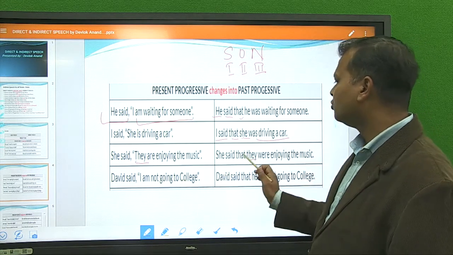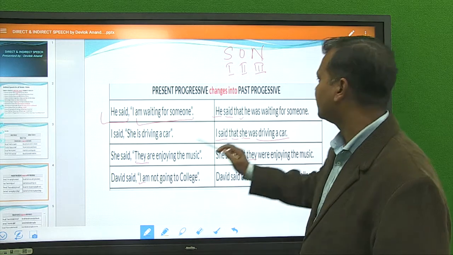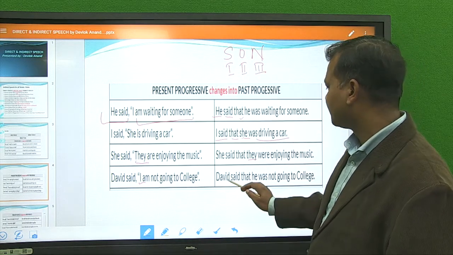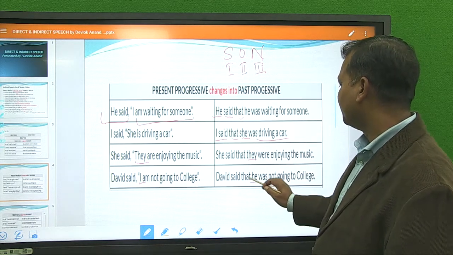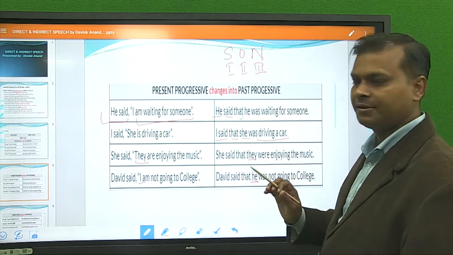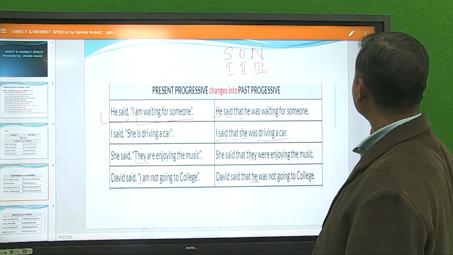David said, "I am not going to college." Look here. "I" here is the first person, and will change according to the subject. The subject is David. That's why it will be "he." David said that he was not going to college. Right? Now let us move to the next one.